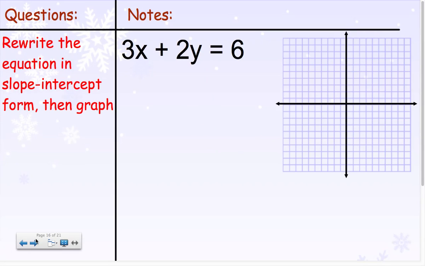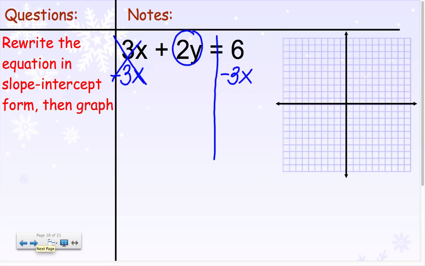All right, this equation also doesn't have y alone. And in order to graph, we need to get it alone. So I'm going to circle my 2y, because that's my couple, and I'm going to get rid of my third wheel, the 3x. Since it's positive, I'm going to subtract on both sides. 3 and negative 3 make 0. I'm going to bring down the 2y.